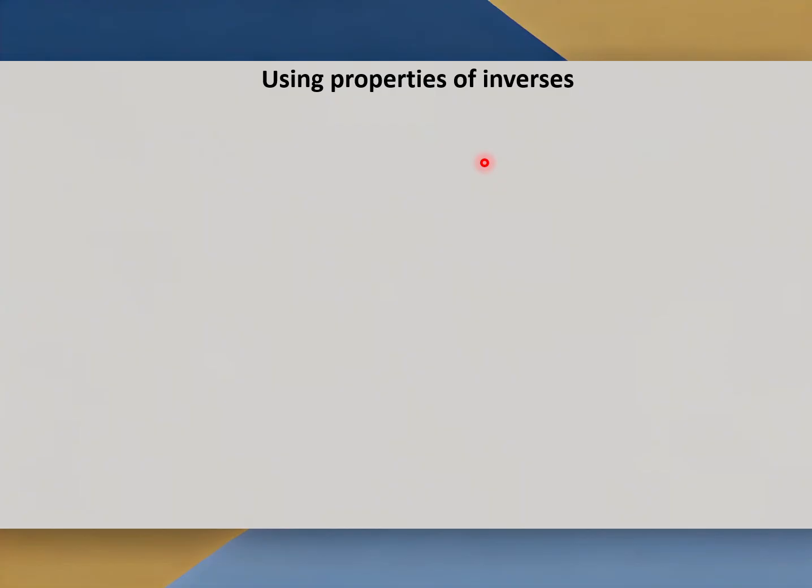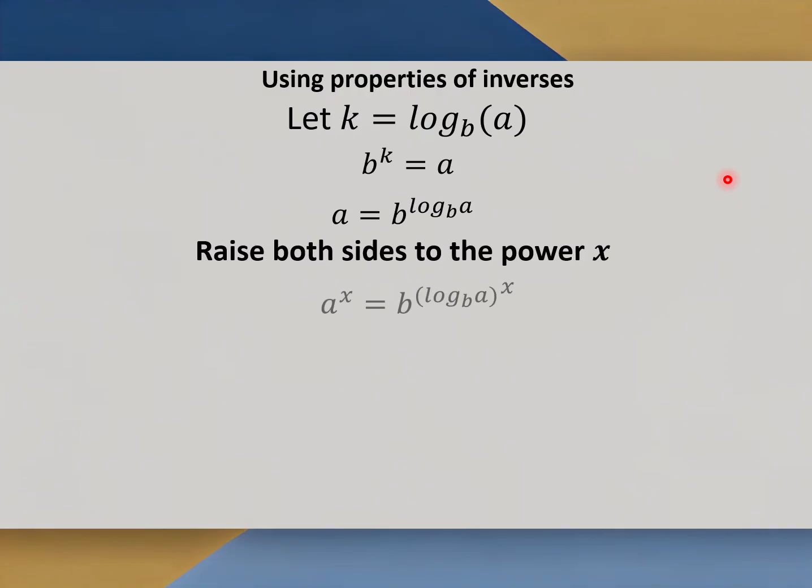Let's look at the inverse. So for the inverse, we're going to say k is equal to log base b of a. We're going to use our understanding of exponents by saying base b to the power of k is equal to a. So now I've got this, we're going to look at what k is actually worth. k is worth log base b of a, so let's just substitute that in. Now, from this, we are going to raise both sides to the power of x. So again, we've done an equivalent action.